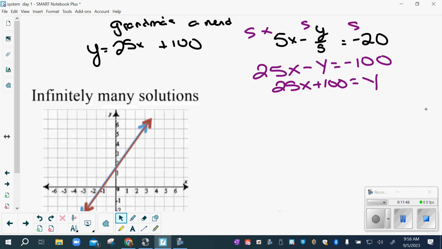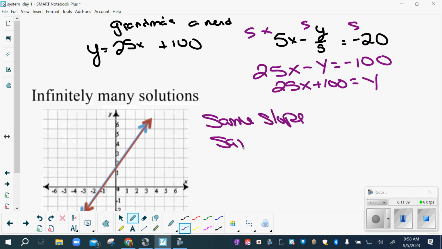So look what happens. If the lines lay on top of each other, this is what happens. They have the same slope. And they have the same B because they're the same damn line. And I get many answers. The answer is actually infinite, right?